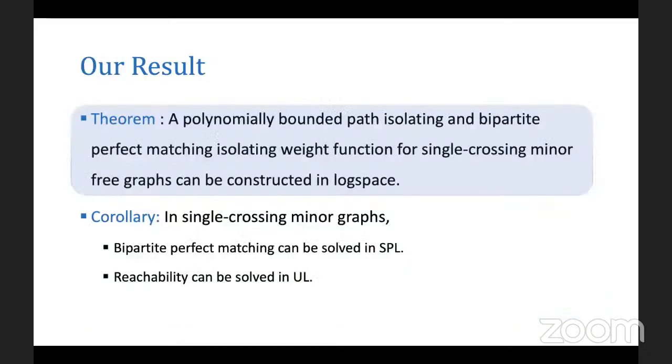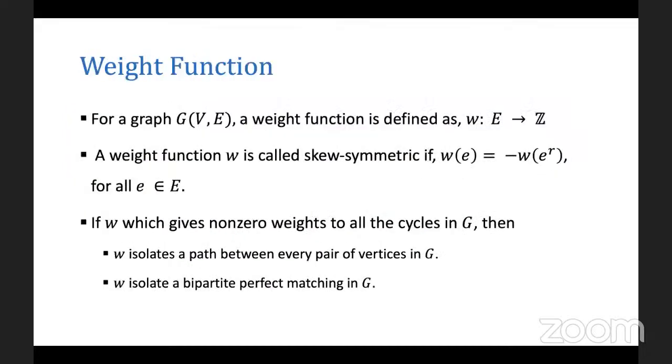So in this result, we construct polynomial size path isolating and bipartite perfect matching isolating weight functions for single crossing minor free graphs in log space. And as a corollary, we show that bipartite perfect matching in single crossing minor free graphs can be solved in SPL, and the reachability problem in single crossing minor free graphs can be solved in UL. So now we'll see the construction.